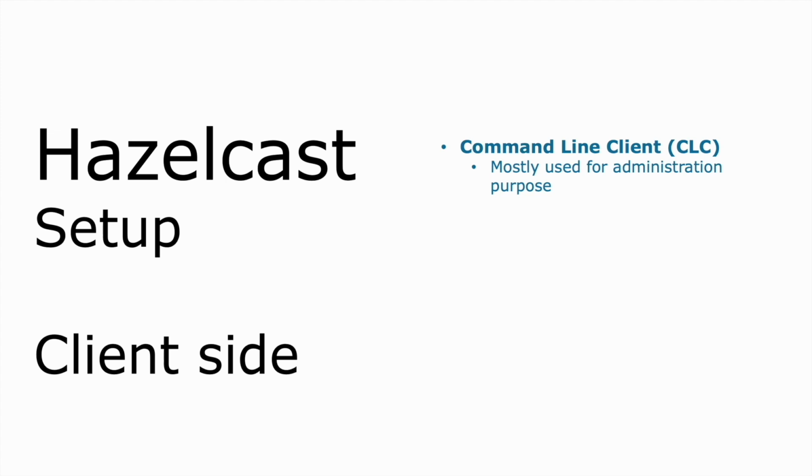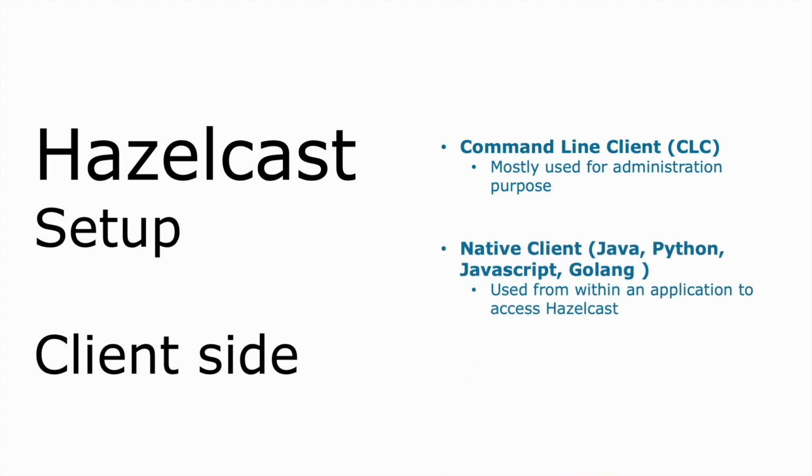So there are multiple ways in which we can access Hazelcast. One is a command line client. So Hazelcast ships with a command line client, which we normally use for administration. The next type of client, which is the most frequently used way to access Hazelcast from your application, is the native client. So Hazelcast provides native client libraries in multiple programming languages, including Java, Python, JavaScript, Golang, and maybe also some other languages.